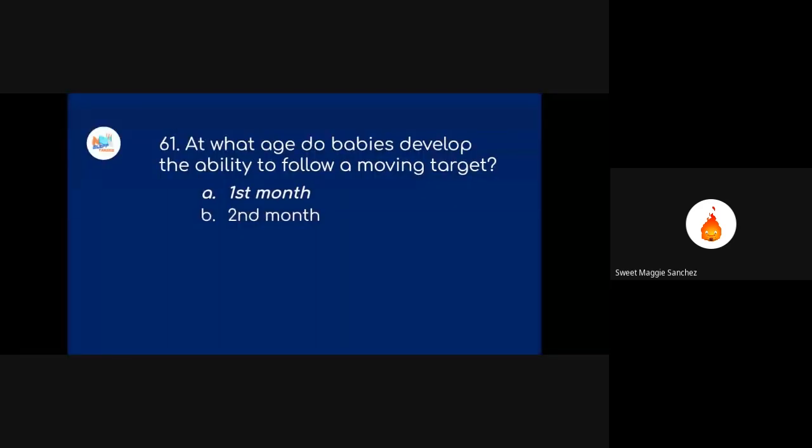Okay. Number 61, at what age do babies develop the ability to follow a moving target? Yes. So, first month pa lang, no? Kaya na ng baby na maka-identify ng moving objects. So, a funny fact nito is that if a baby hits you with their stuffed toy, or when they touch you, that's one thing rin. It's intentional na siya, kasi it's already developed at that period of their life.